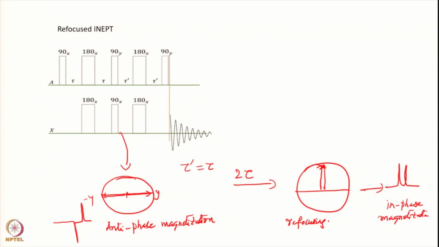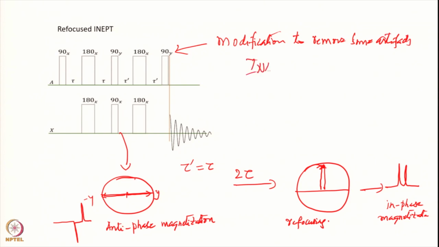Of course, you notice here the tau dash is a variable, and it can be optimized for certain purposes; we will not go into those details here. There is also one other pulse which is applied as a modification to a refocused INEPT to remove some artifacts, and this pulse sequence is called INEPT plus. We will not go into those details here, that requires more theoretical calculations, but this is enough to understand that we can actually do a refocusing.